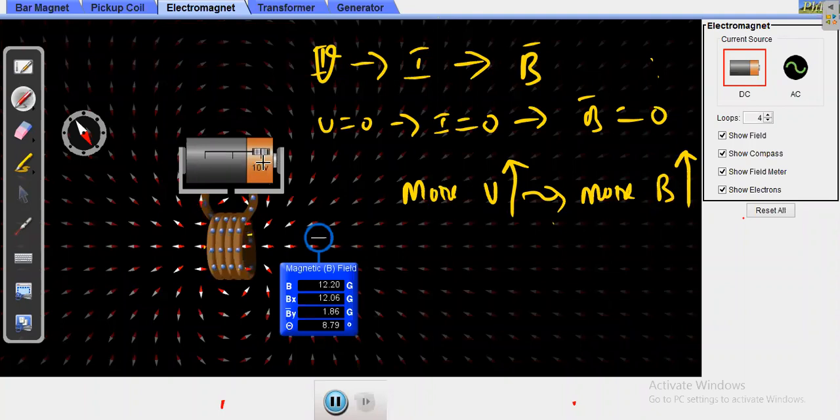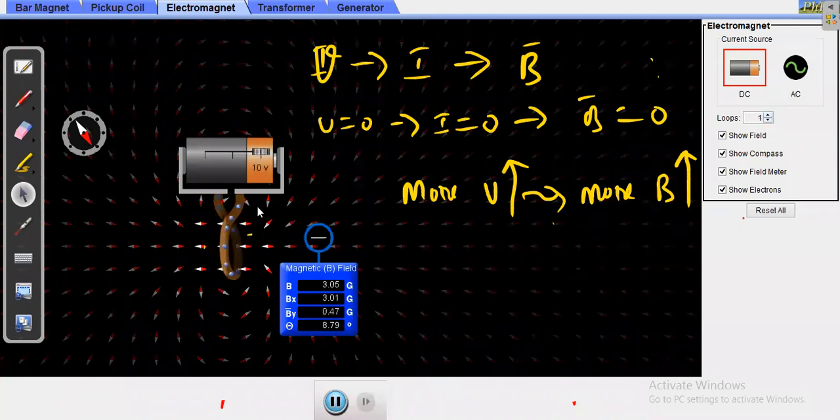Now I am at some voltage, some number of loops is there, some magnetic flux I am getting. Now what I will do, I will reduce the number of loops. One loop. When I have one loop, I am getting 3 Gauss. I am not changing the other parameters; battery voltage, everything is constant. My position is constant. When I have one loop, I am getting 3 Gauss. When I have 2 loops, I am getting 6 Gauss. When I have 3 loops, I am getting 9 Gauss. 4 means 12.